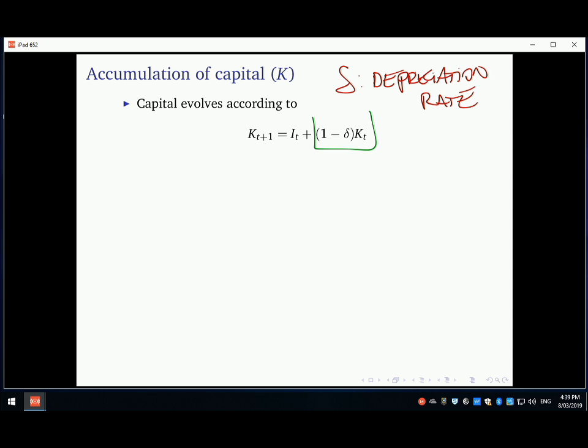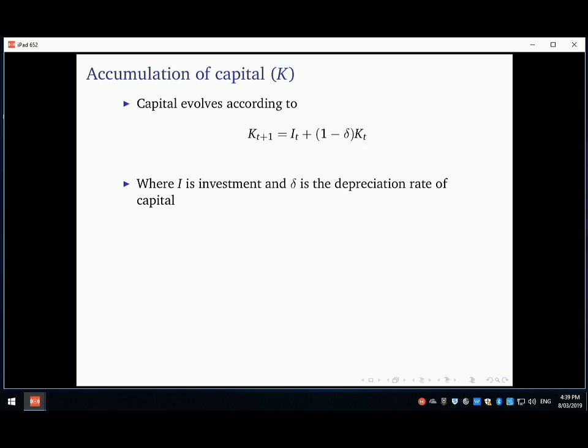So this is a stock variable. We have an amount of seats, equipment, boards, computers, and they carry on to the next period, t plus 1, the fraction that is undepreciated, the fraction 1 minus delta. But at the same time, we have investment. So I is investment, the new amount of computers, the new amount of seats that we put in this room. And delta is the depreciation rate of capital.